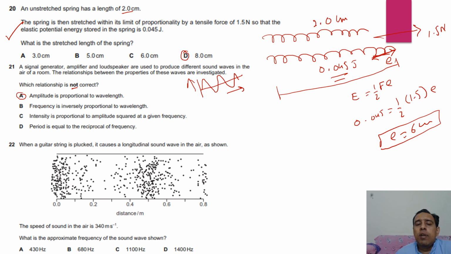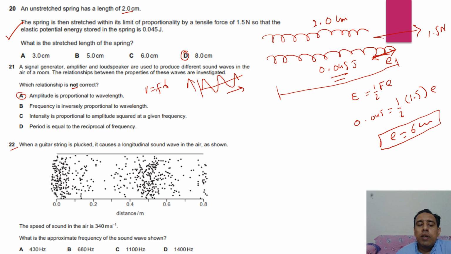The frequency is inversely proportional to wavelength. Yes, we know that for constant speed, f and lambda are inversely proportional. Intensity is proportional to the square of the amplitude, I is equal to k A squared. And time period and frequency are reciprocal, f is equal to 1 over T.